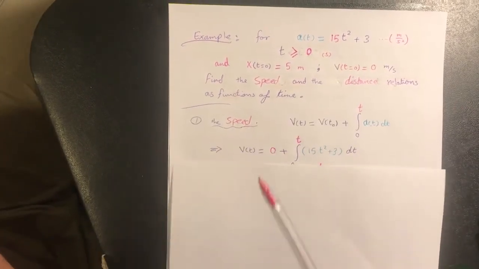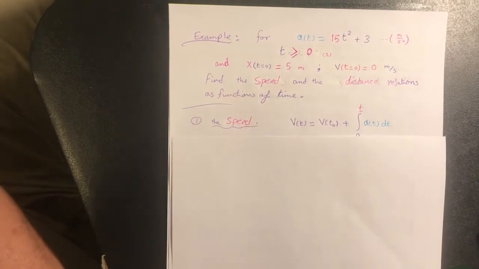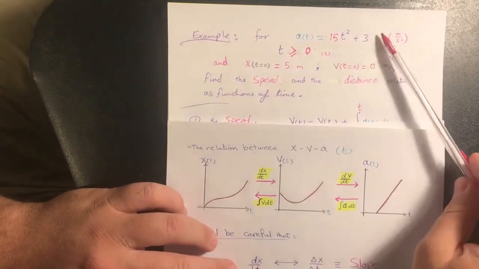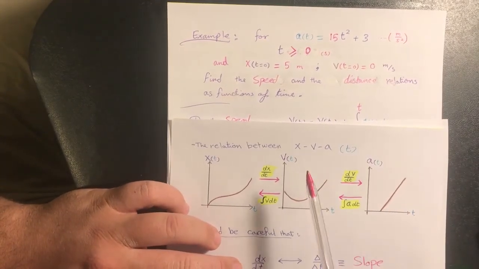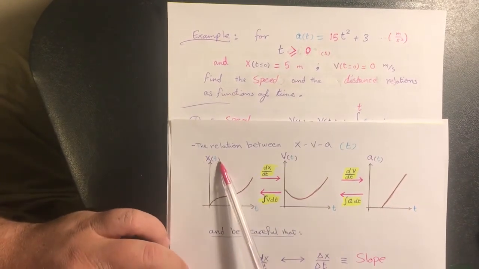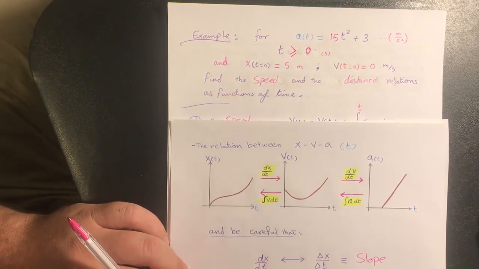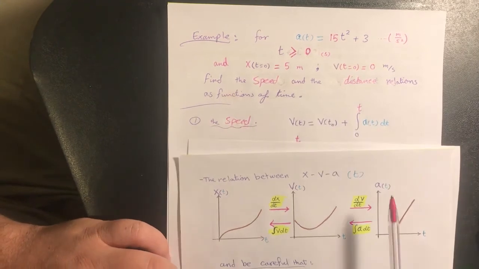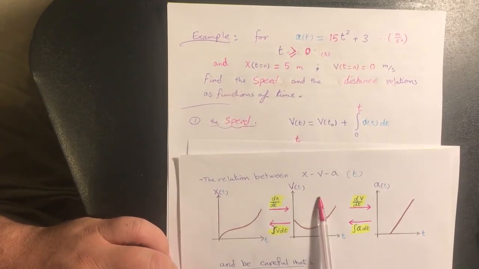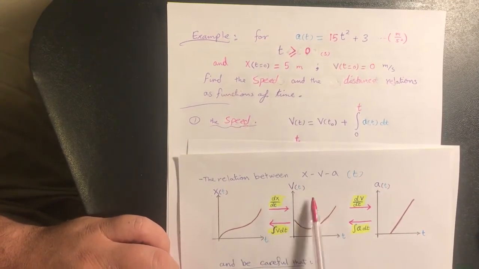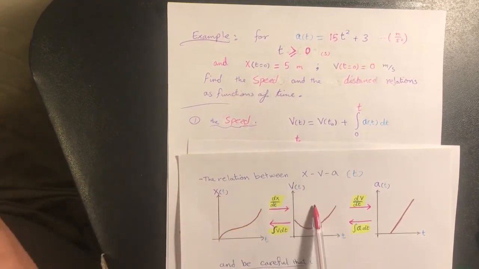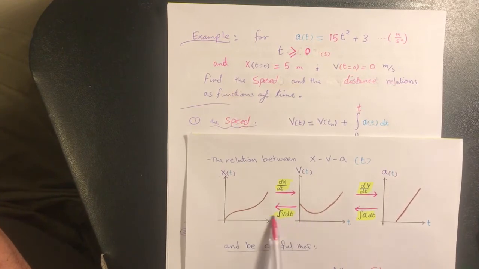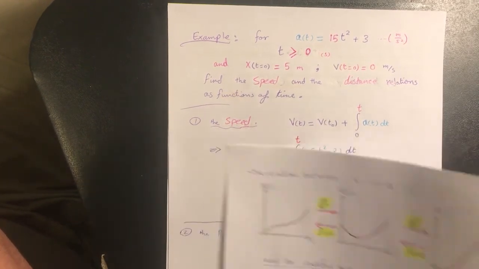Okay, for the speed we need now to jump. The acceleration is given. We need to jump from acceleration to velocity, then from velocity to the position or the distance function. The first step, we are here, we need to move here. If we have the velocity function, then we can go by differentiation to the acceleration and by integration to the position function.